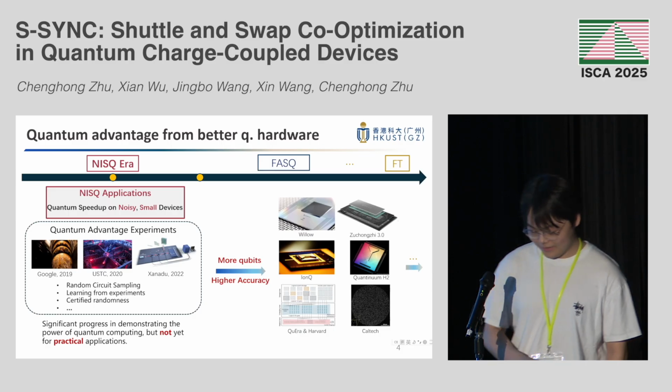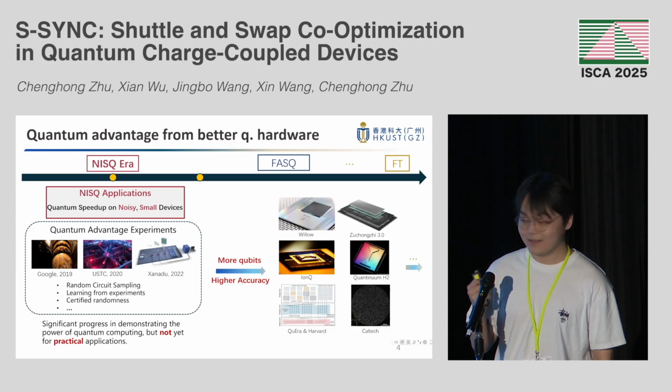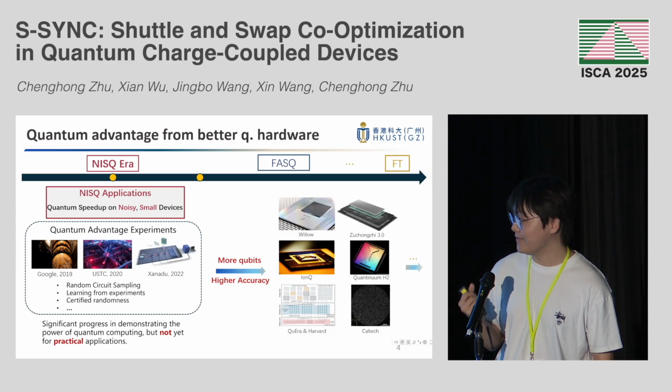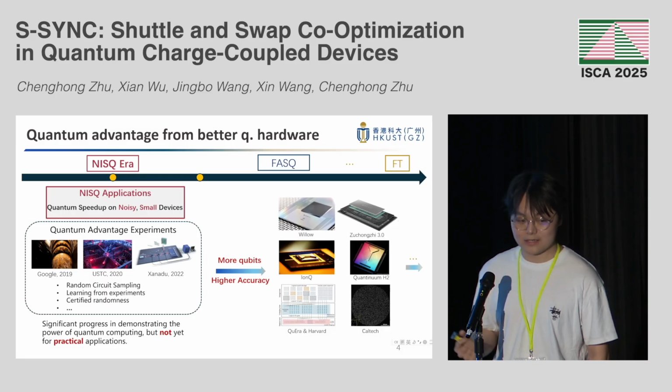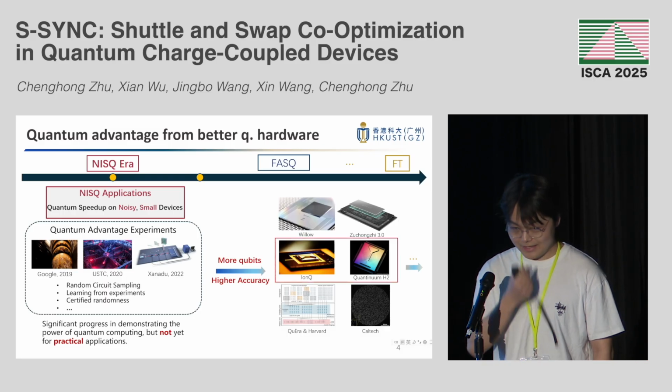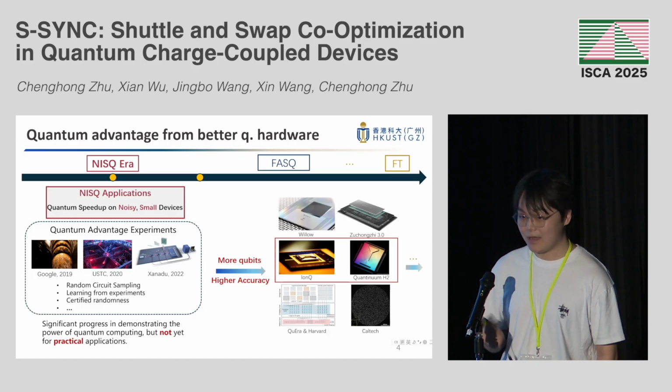For the first talk, Yuchen talked about the superconducting devices, and in the previous talk, the speaker talked about the neutral atom devices. In this one, I will mainly talk about trapped ion devices.